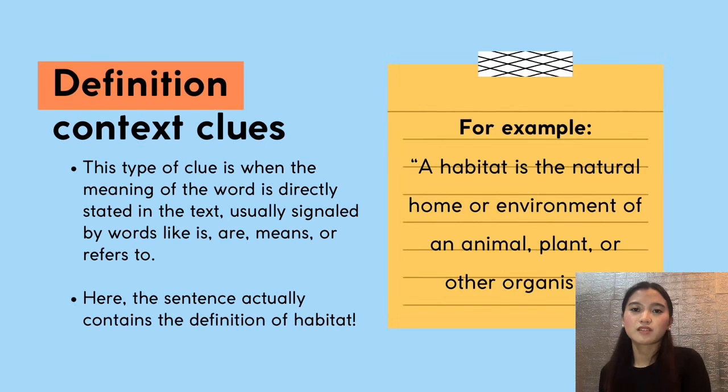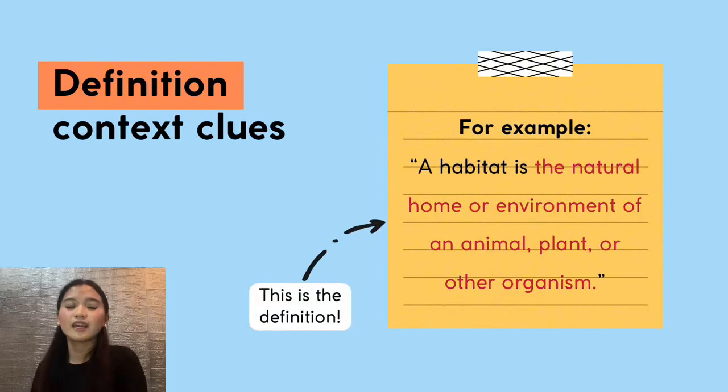The first type is definition context clue. This one is the easiest to spot because the author directly tells you what the word means. You'll often find signal words like is, are, means, or refers to. Look at this example. A habitat is the natural home or environment of an animal, plant, or other organism. You see how the word habitat is immediately defined. That's a definition clue.